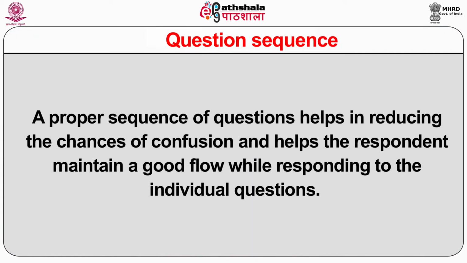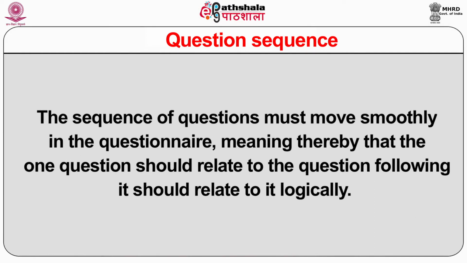A proper sequence of questions helps in reducing the chances of confusion and helps the respondent maintain a good flow while responding to the individual questions. The sequence of questions must move smoothly in the questionnaire, meaning thereby that one question should relate to the question following it and it should relate to it logically. It's a thumb rule that easiest questions must be asked in the beginning and the level of difficulty should be increased gradually. The initial questions of the questionnaire hold great relevance because the first few questions will influence the overall attitude and behavior of the respondent towards the questionnaire and increase the chances of cooperation and lesser biasness.